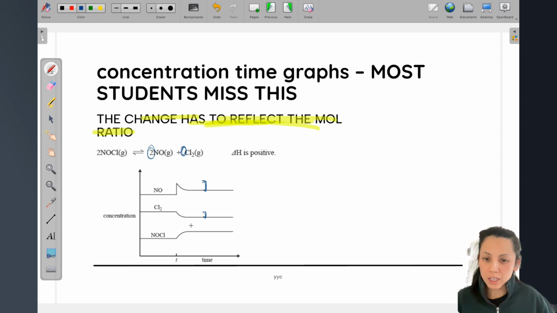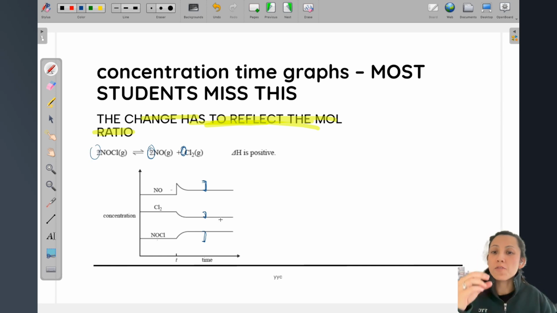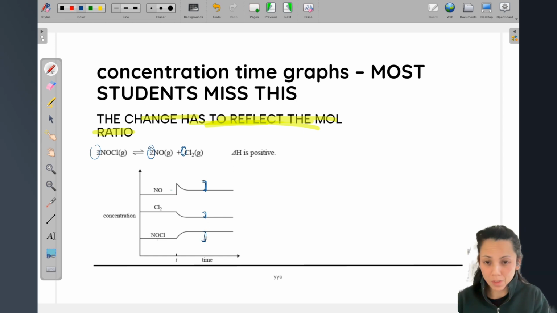Then you look and compare the change with the NOCl. You can see that the ratio between NO and NOCl is a 2 to 2, which means that the size of the change for both of those species should be the same. So you can see here, the extent of the change of NO and NOCl is the same. Whereas for NO compared to Cl2 only changes in terms of concentration half of the change because of the 2 to 1 ratio. Please don't forget that.